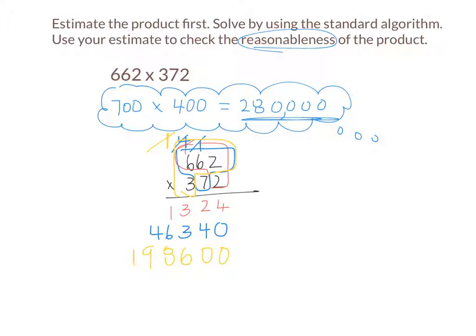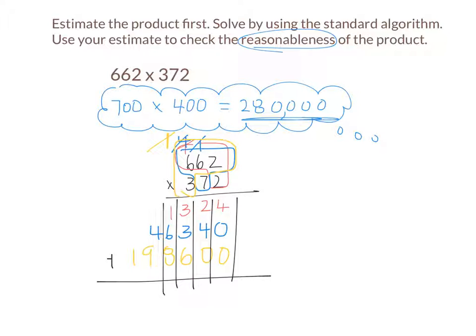Well, remember that all these are partial products, so in order to find the whole product, I need to add them up. Some of you are making silly mistakes because when you write these partial products, you're not lining up the place values very carefully. Okay, you have to imagine that there's a place value chart, because if you don't, could you mess up your addition? Yeah.